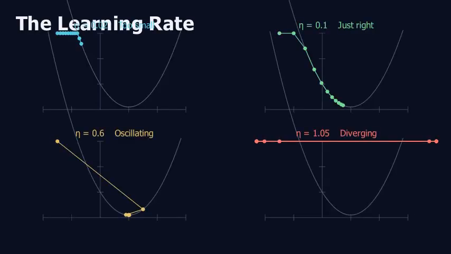That is the learning rate, the most important hyperparameter in deep learning. Too small, and training crawls forever. Too large, and the ball bounces wildly across the valley, or worse, flies off entirely. Tune it well, and the descent is swift and stable.